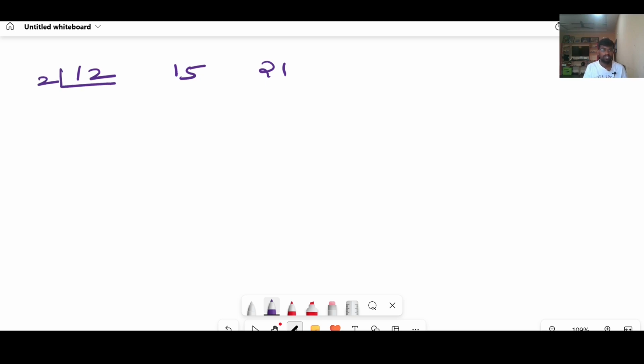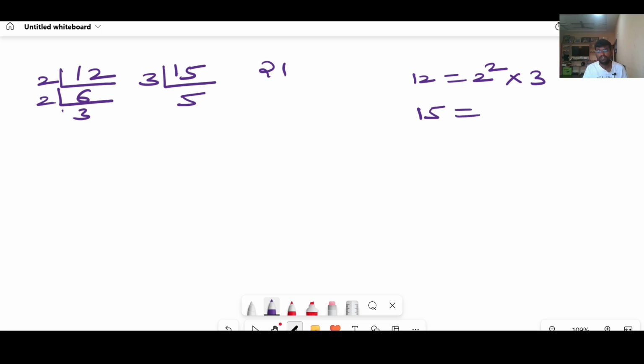2 6s are 12, and again 2 3s are 6. This is the prime factorization of 12, equal to 2 square into 3. 15 can be written as 3 into 5, and both are prime numbers, enough here. And 21, I can go with the 3 table only, it will not be divisible by 2. 3 7s are 21, so 3 and 7 are the prime factors of that number, 3 into 7.